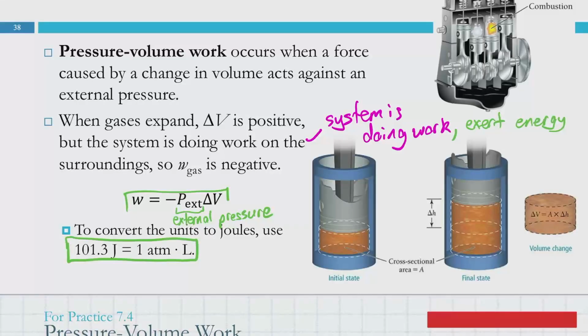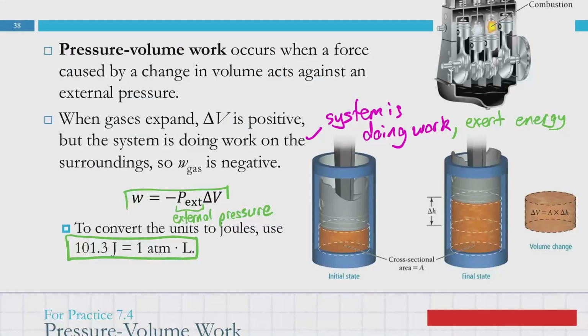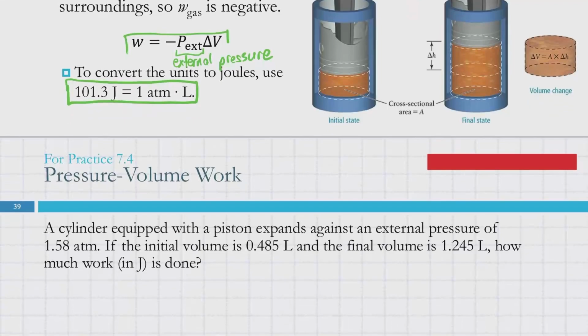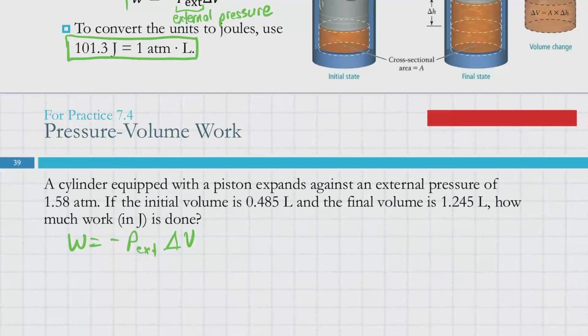So now we can do calculations about if a gas is expanding, how much energy is it using, how much work is it doing in that expansion process. So we've got a cylinder equipped with a piston. It expands against an external pressure. Work equals negative P external delta V. And 101.3 joules equals 1 atmosphere times liters.